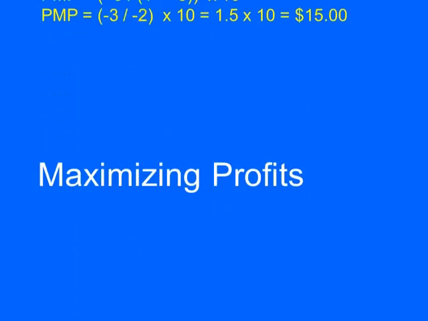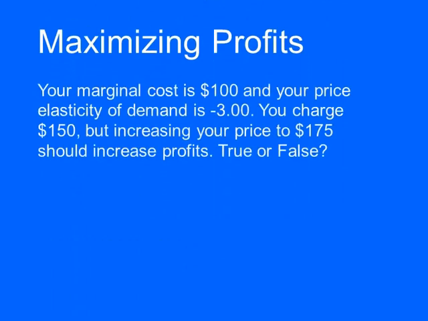Okay, let's do one more scenario on maximizing profits. In this case, we have a marginal cost of $100 and your elasticity is a -3. You currently charge $150 for, let's say, a clinic visit. But you want to know if increasing that clinic visit, or whatever it might be, to $175 should increase profits. Is that going to be true or false?